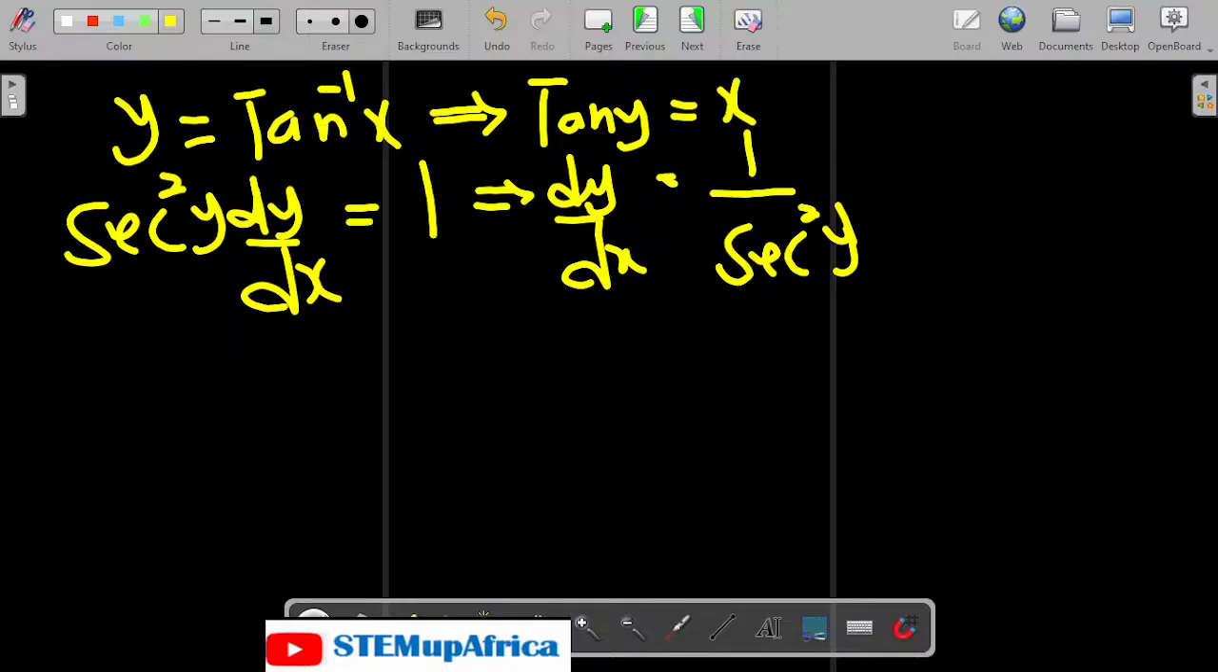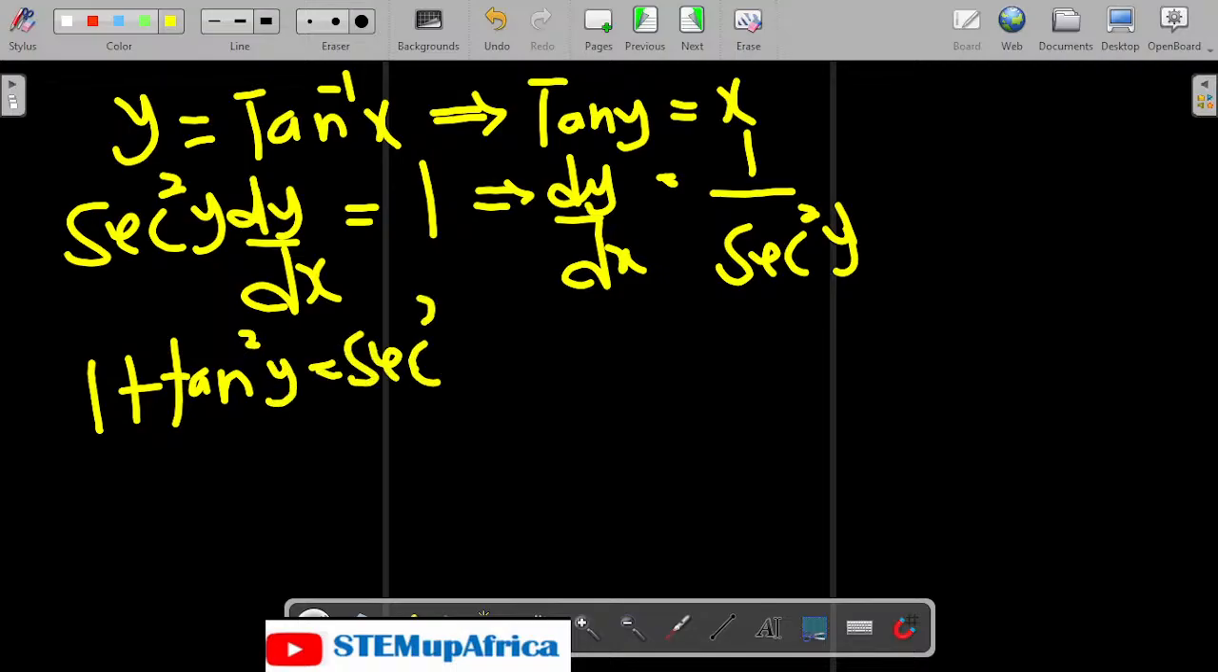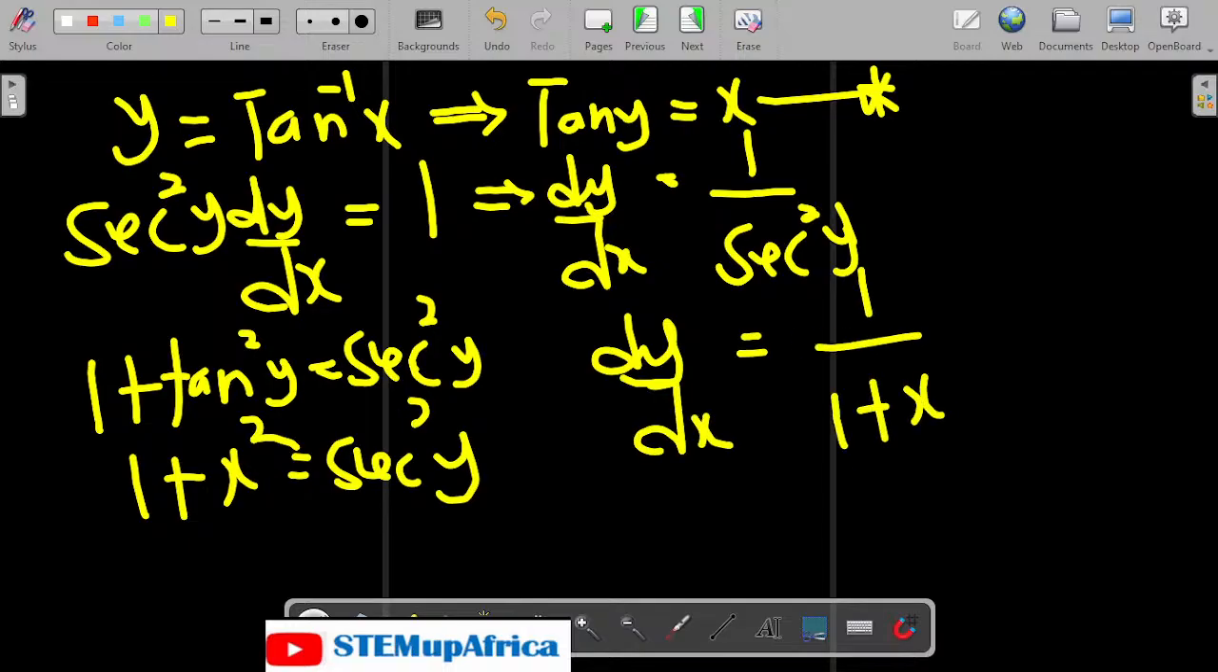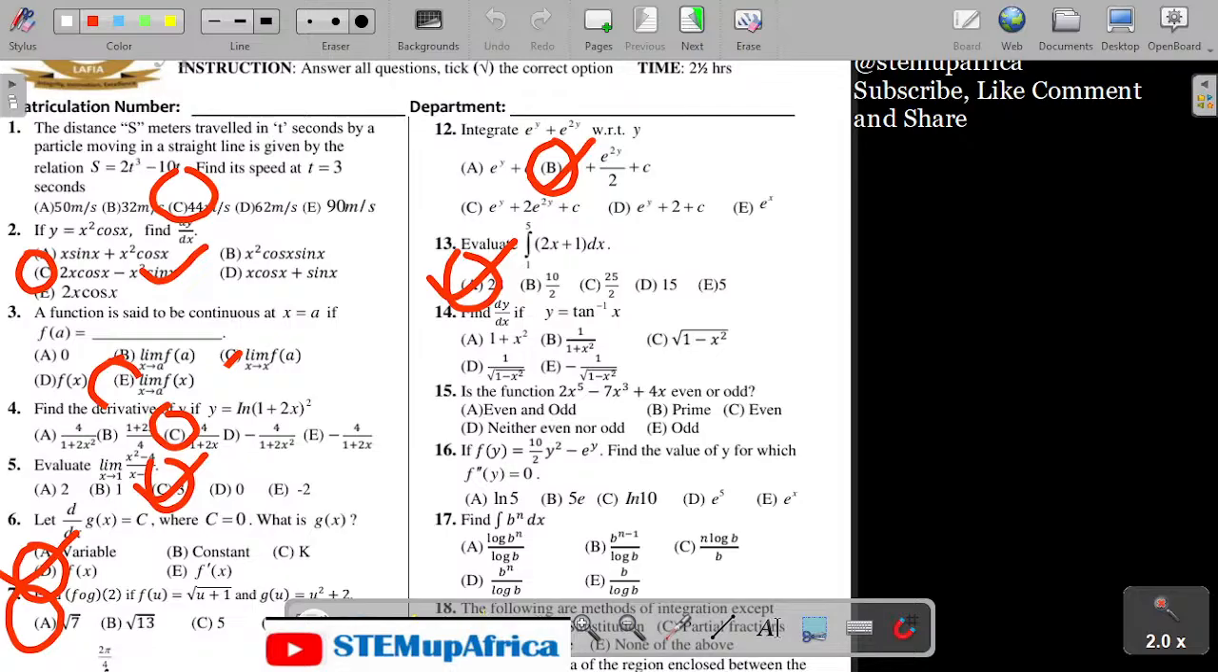But from trigonometric identity, we are told that 1 plus tan square y is equal to sec square y. And don't forget our tan y is x. I'm having 1 plus x squared equals sec square y. So in place of sec square y, I can replace it with 1 plus x squared. So my dy dx will give me 1 over 1 plus x squared. That's now the solution to that question. Which option satisfies that? Option B satisfies that.